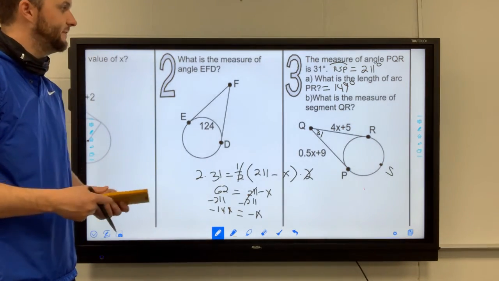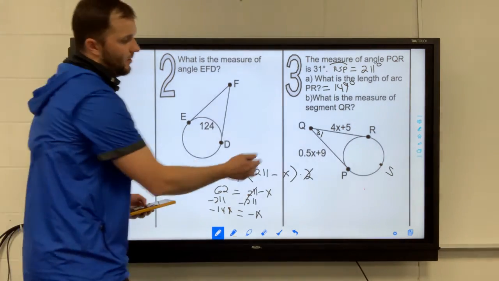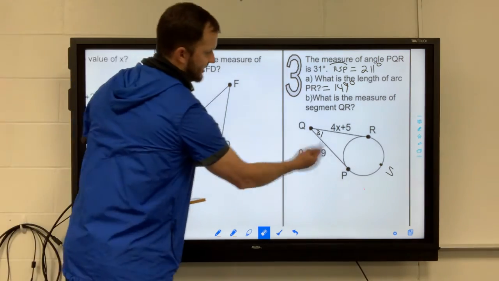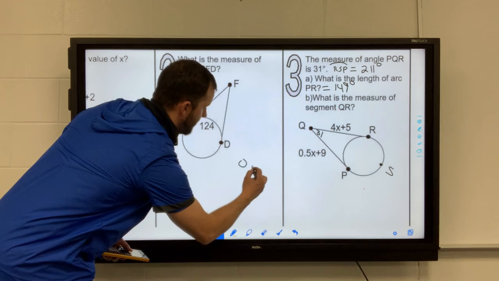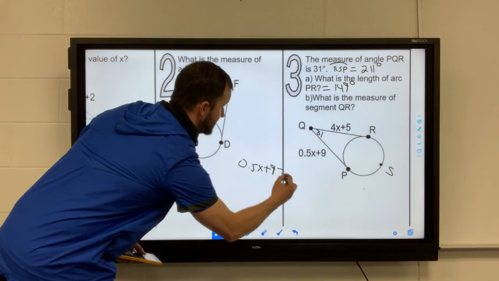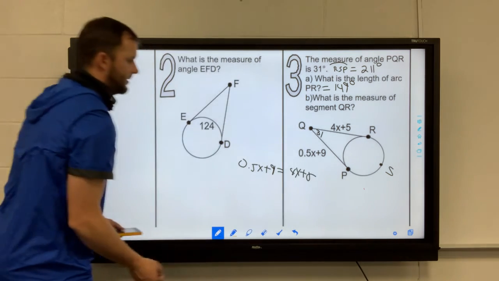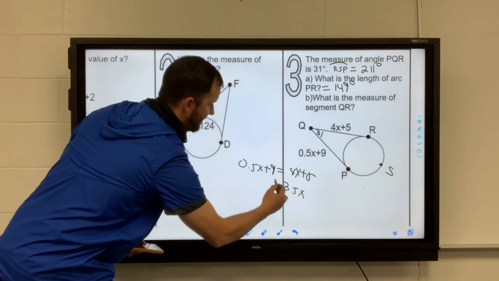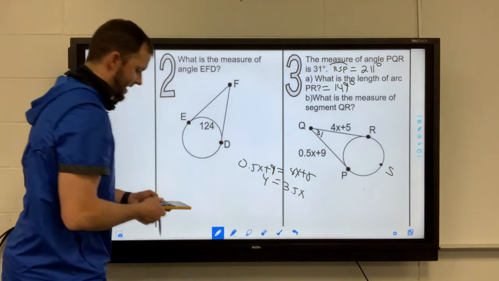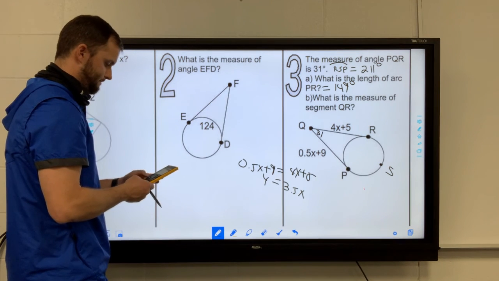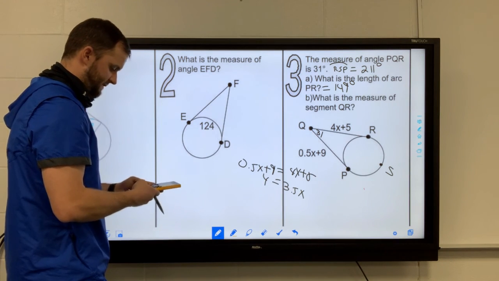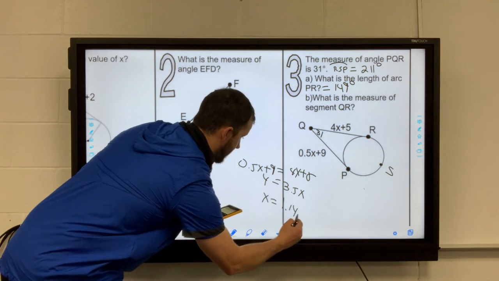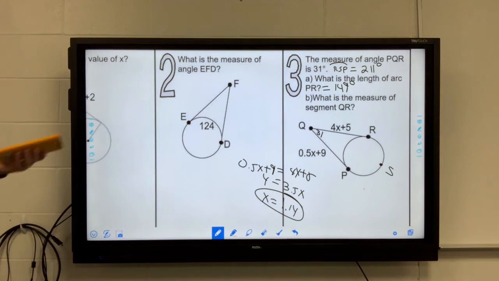And then lastly, it wants me to find what QR is. Well, I know these are two tangent lines, so the two tangent lines are going to be equal to each other. So that means this line is equal to that one. So that means 0.5x plus 9 is going to be equal to 4x plus 5. So I'm going to subtract 0.5x on both sides, which will give me 3.5x. I'm going to subtract 5 on both sides, which is 4. I'm going to divide by 3.5. So 4 divided by 3.5 is going to give you x is going to be 1.14. Okay? And that's going to be the value of x.